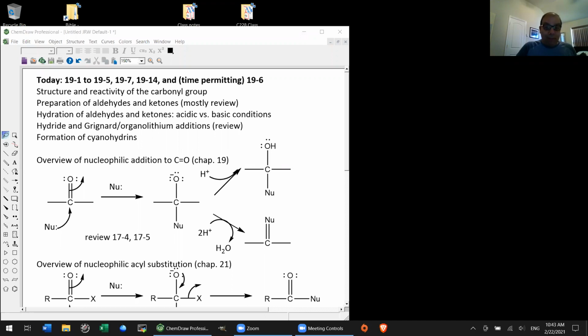So we're going back to a traditional organic chemistry type chapter, and I'm hoping to cover at the very least the first 5 sections of chapter 19. I'll mention a few words in passing that will get us through 19.07 and 19.14. And if we get to 19.06 with preparation and formation of cyanohydrins, great. If not, we won't lose too much having to postpone that to Wednesday.